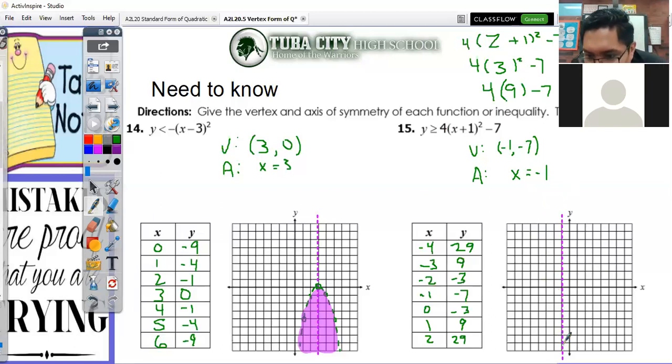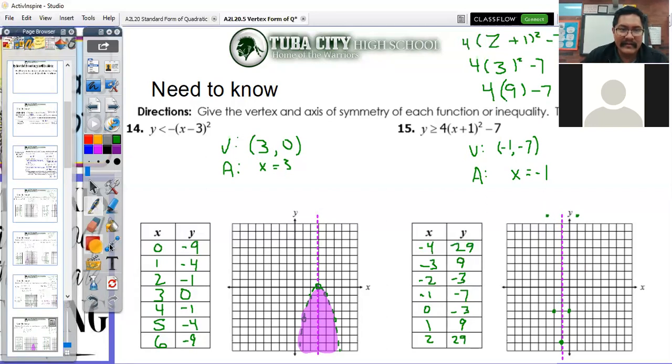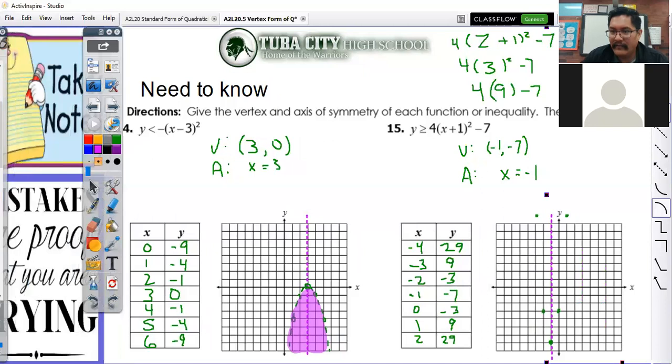So -1, -7, so that's way down here. And then let's see, 0, -3, 1, 9, and that's going to be like right off here. So I'm going to graph that point just because I would like more points, but I can't get more of them without going off the graph.